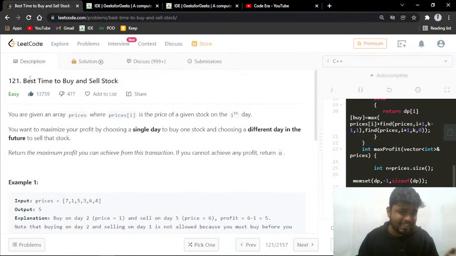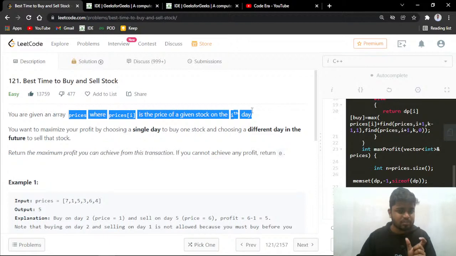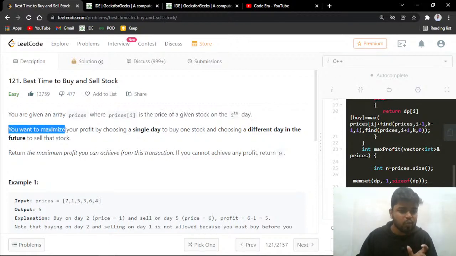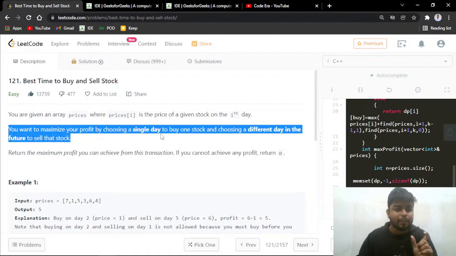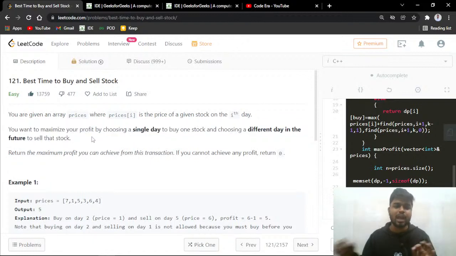Now, Best Time to Buy and Sell a Stock, right? You will be given an array consisting of the price of the stock for the ith day. The array's name would be prices, and it would consist of the stock price for the ith day. Now what you want is to find the maximum profit that you can have by choosing a single day to buy one stock and choosing a different day in the future to sell the stock, such that when you sell this stock you have the maximum profit possible, right?